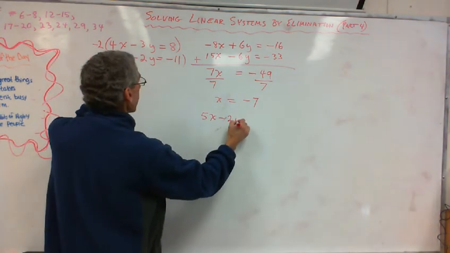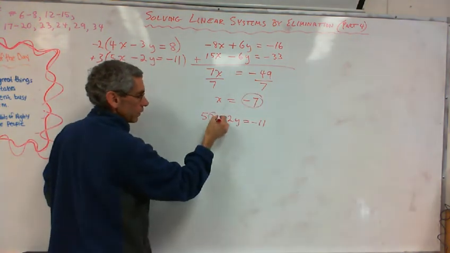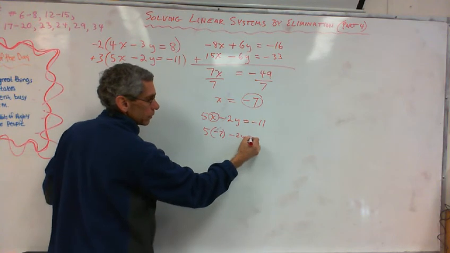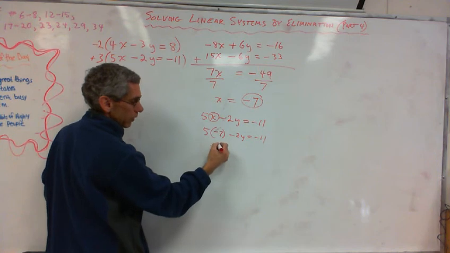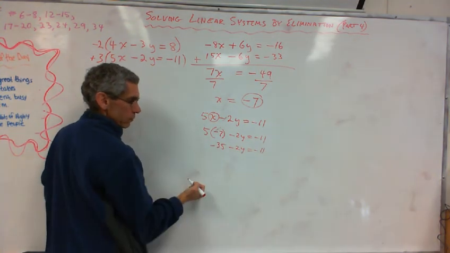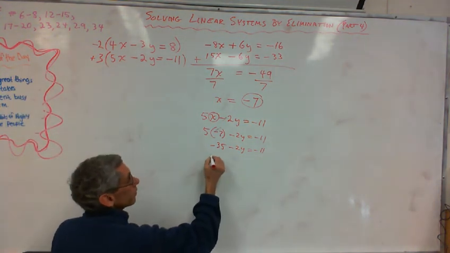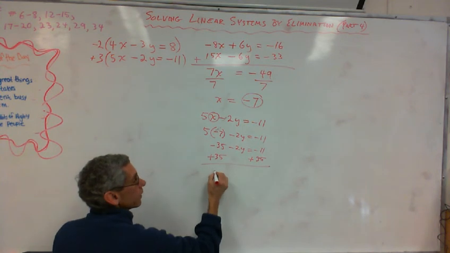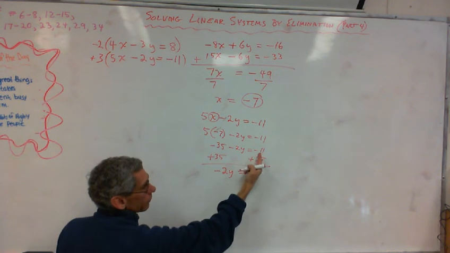5x minus 2y equals negative 11. Now that says x is negative 7, so I'm going to replace the x. 5 times negative 7 minus 2y is equal to negative 11. What do I have? Negative 35, right? Minus 2y equals negative 11. Plus 35. I have negative 2y is equal to negative 11 plus 35.